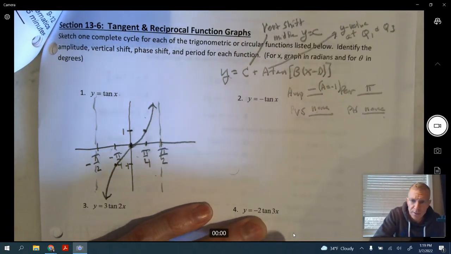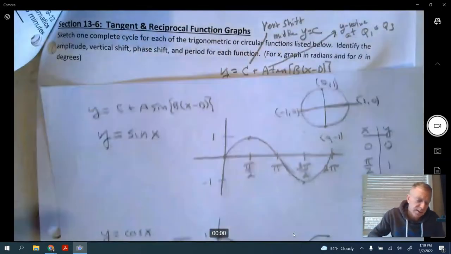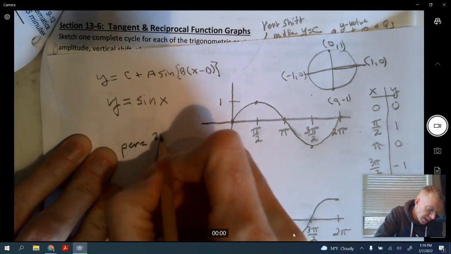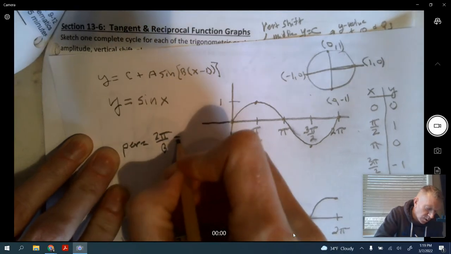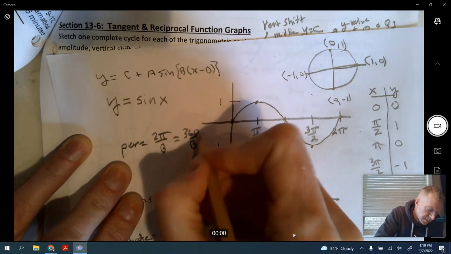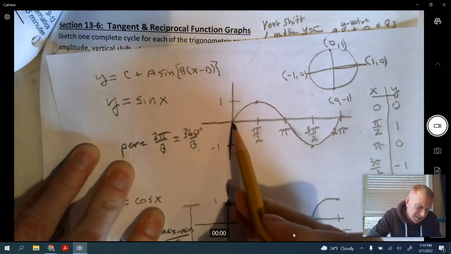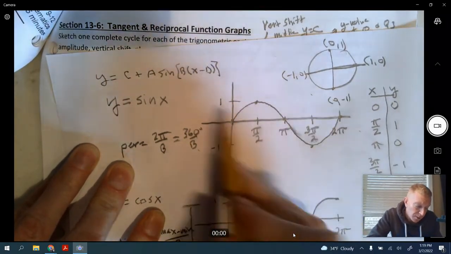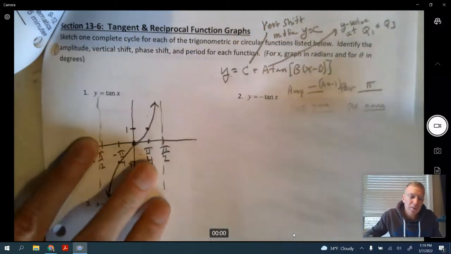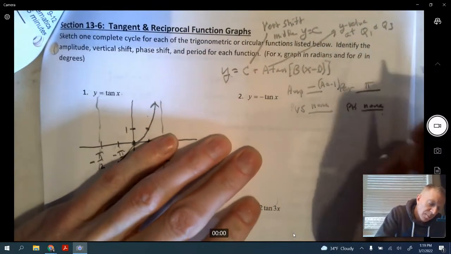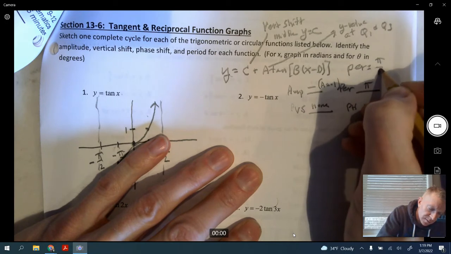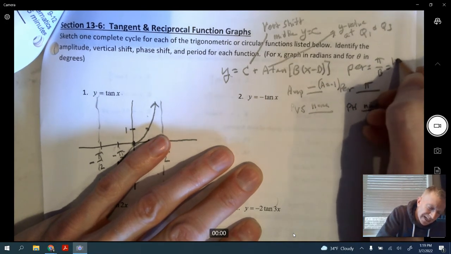And the way you find your period, remember for the sine and cosine graph, the way you found the period was 2 pi divided by b, or if you're doing it in degrees, it would be 360 divided by b, okay? But that's because the parent function has a period of 2 pi. Now, since a tangent has a period of 1 pi, our period equals 1 pi over b, or 180 over b.